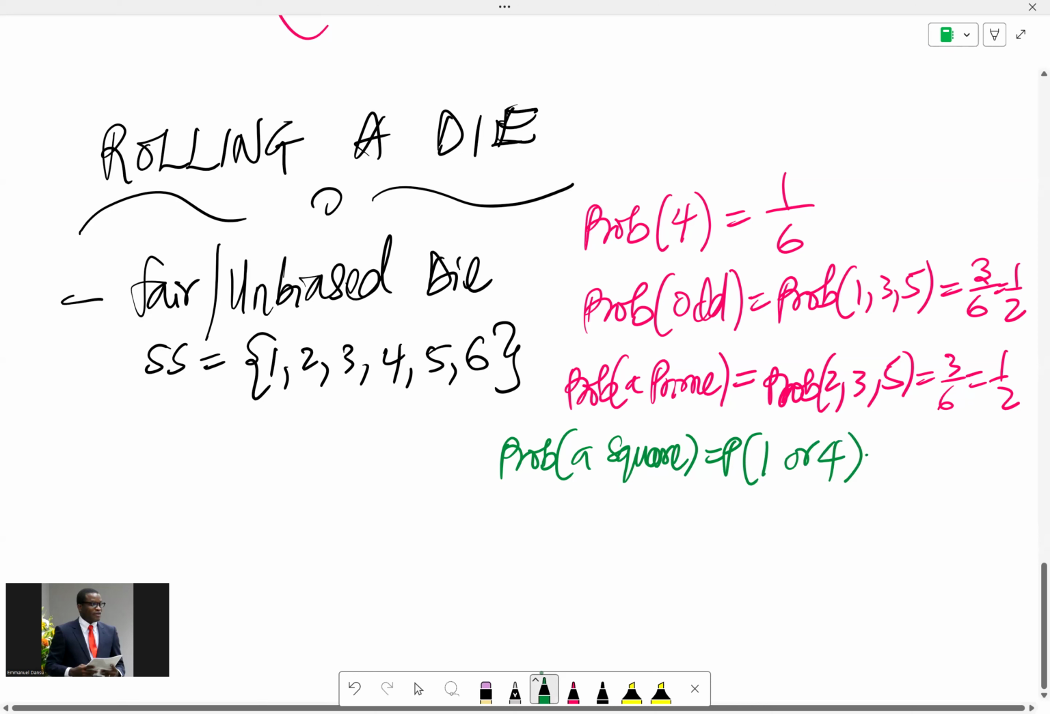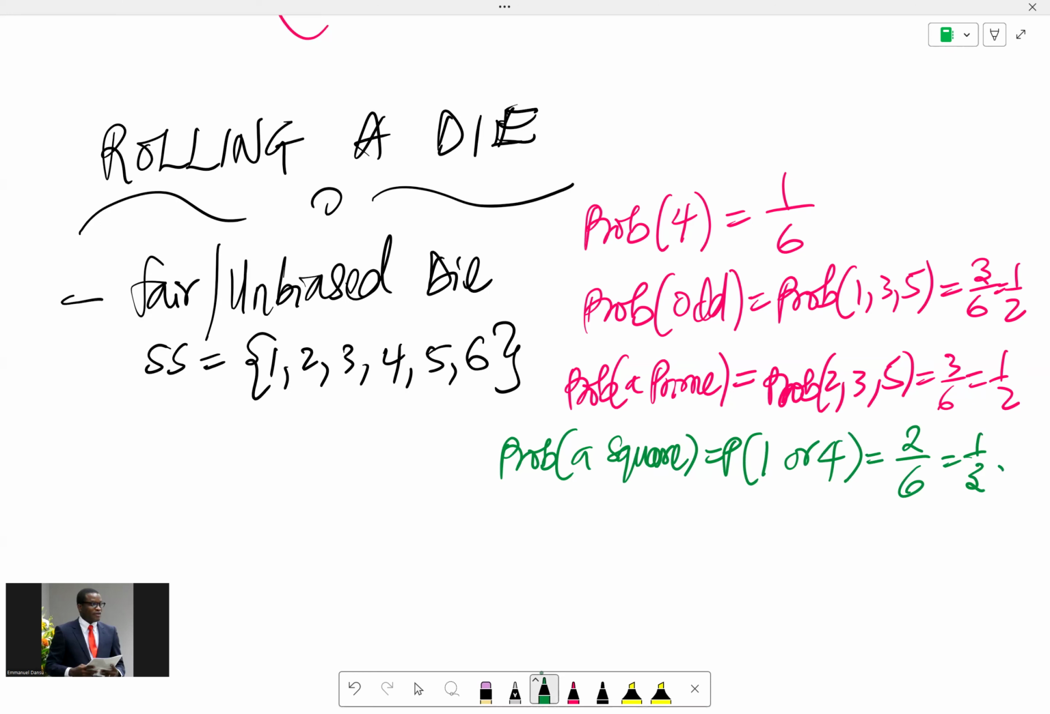So this used to be a very tricky question back then when I was in secondary school. So the probability of getting a square, that means you are either going to get a 1 or a 4, and that is 2 out of 6, which is 1/3. So you can have all of this. And that works for a fair or unbiased die, a die that has not been tampered with.